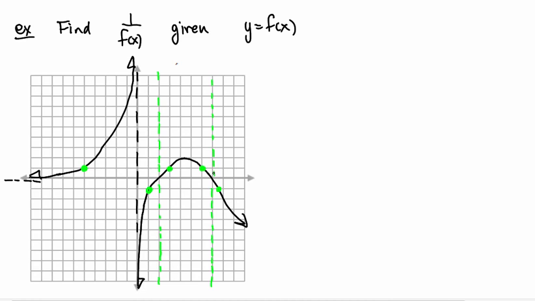Zeros become asymptotes. Another thing is that asymptotes become zeros. So I have an asymptote here. It's now going to become a 0. And then near goes far and far goes near. So as this gets closer, the reciprocal is going to go further and further away, so it's going to go skyrocketing up. As this goes up, the reciprocal is going to get closer and closer.